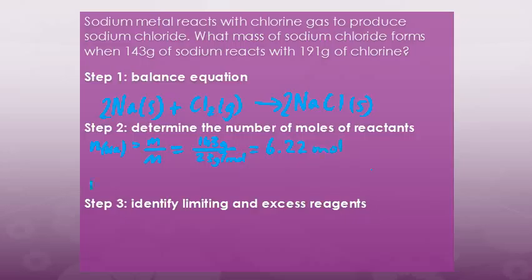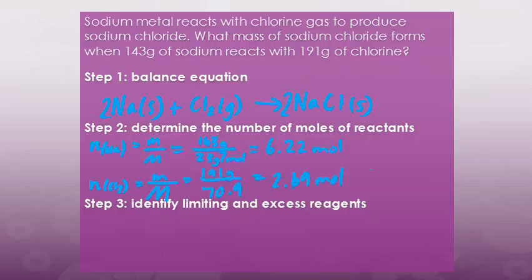Do the same for chlorine. So the number of moles of Cl2, chlorine, equals the mass divided by the molar mass, which equals 191 grams over 70.9, which gives me 2.69 moles.